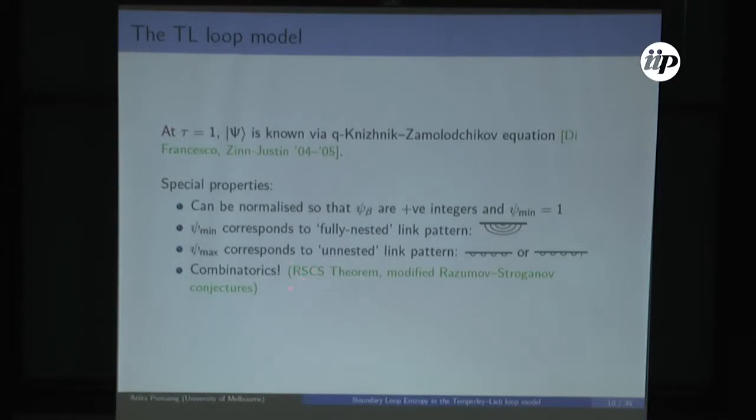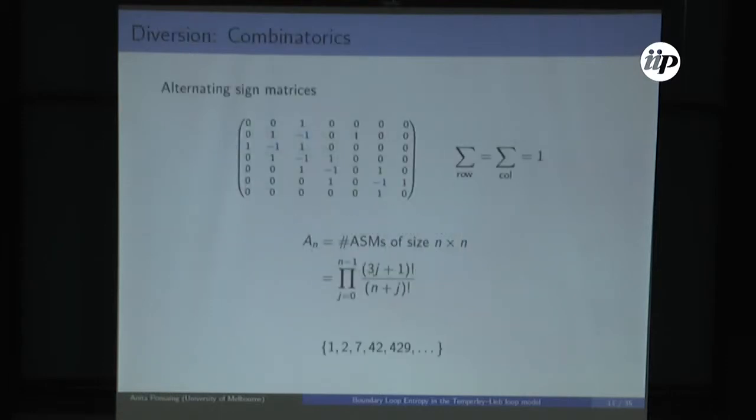So the Razumov-Stroganov conjecture, which was proved by Cantini and Sportiello, is related to this ground state. And there's also modified conjectures which haven't been proved for the reflecting case and for other boundary conditions as well. So to go any further, I just need to throw a bit of combinatorics at you so that I can define the next thing.